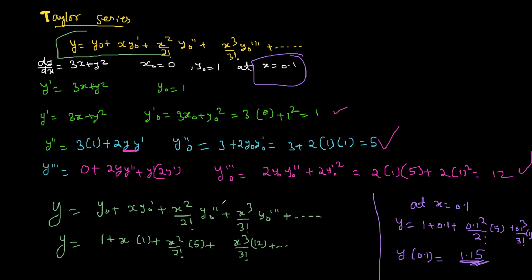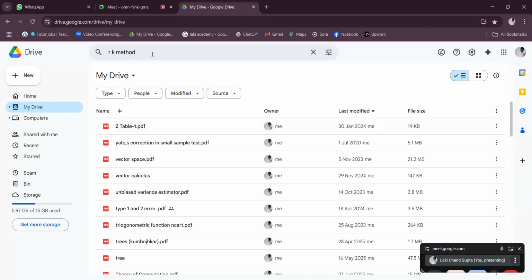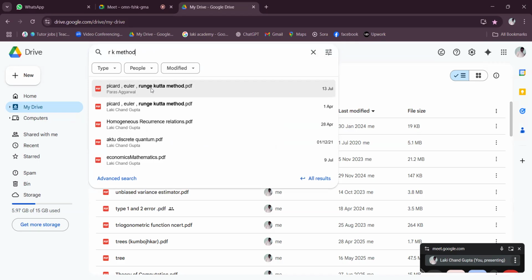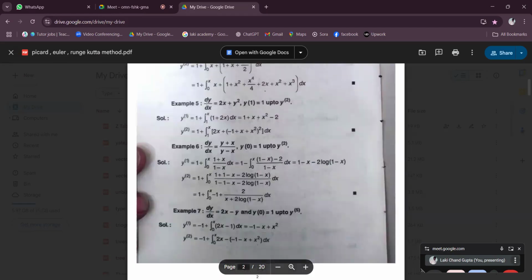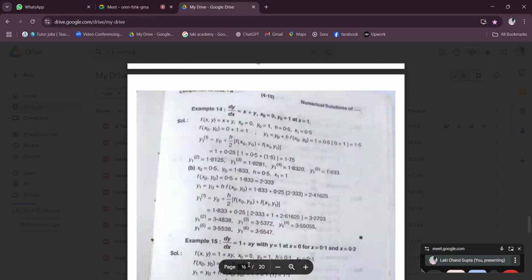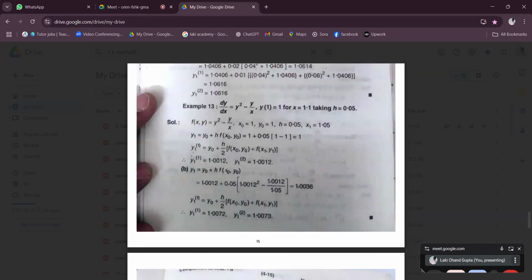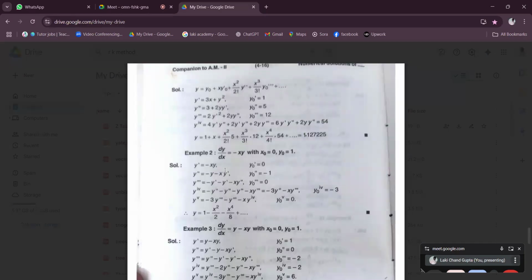Okay, let me check. Alright, it's 1.127 there. Yeah, right. 1.12725. Right?